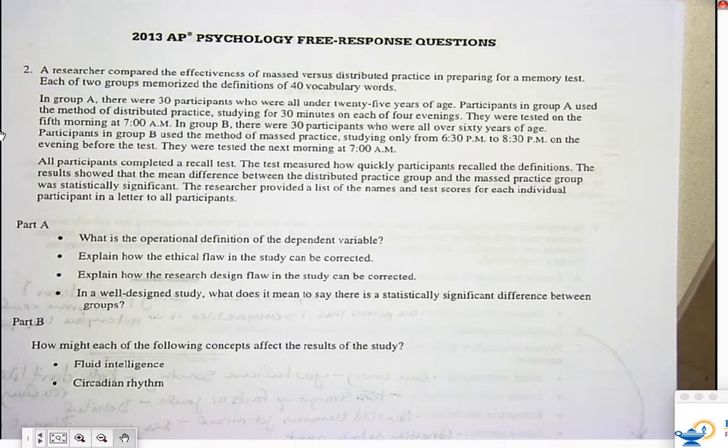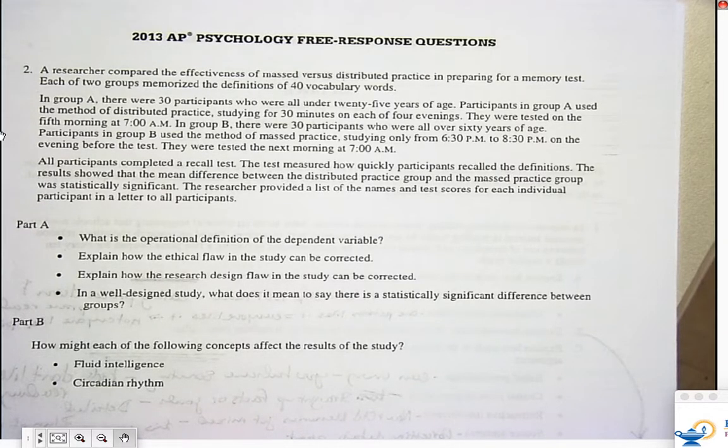In Group B, there were 30 participants who were all over 60 years of age. Participants in Group B used the method of massed practice, studying only from 6:30 to 8:30 p.m. on the evening before they were tested. They were tested the next morning at 7 a.m. All participants completed a recall test. The test measured how quickly participants recalled the definitions. The results showed that the main difference between the distributed practice group and the massed practice group was statistically significant. The researcher provided a list of names and test scores for each individual participant in a letter to all participants.